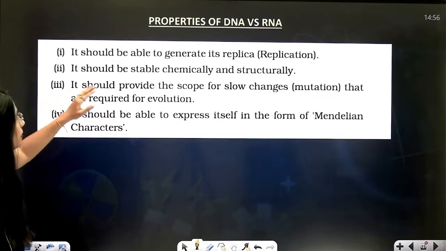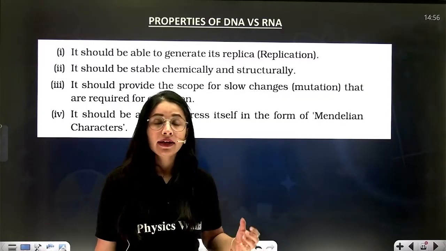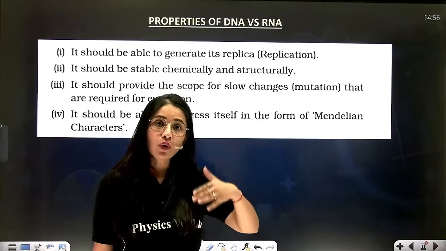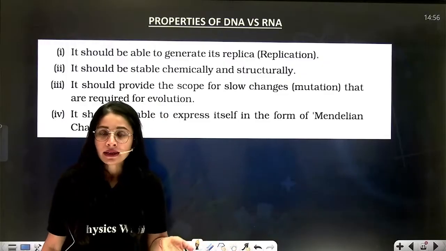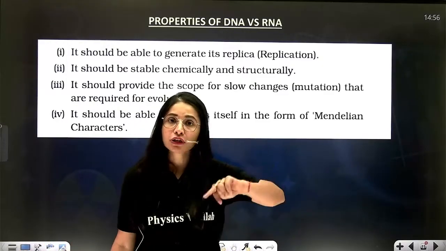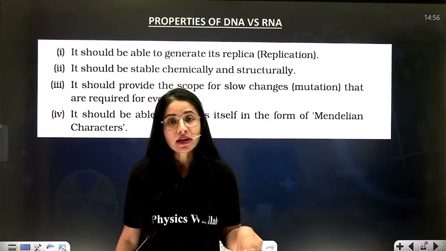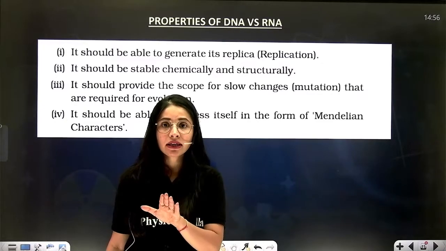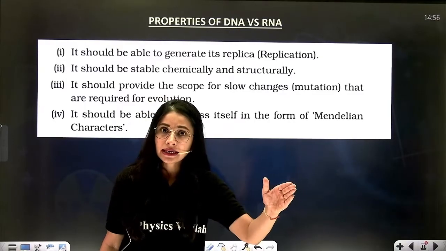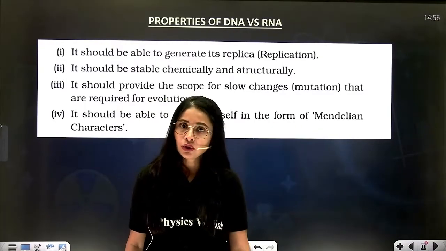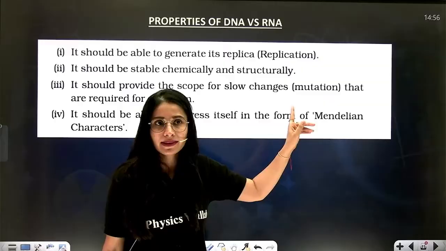First, it should be able to generate its replica. If a genetic material has to be a genetic material, it should be capable of producing its own copies. DNA can directly undergo replication, and RNA can also undergo replication via DNA. Yesterday I told you about the reverse central dogma. In some viruses, RNA is the main genetic material. Using RNA as a template, we first obtain DNA and then the DNA can make its own copies. So the first point holds true for both DNA as well as RNA.